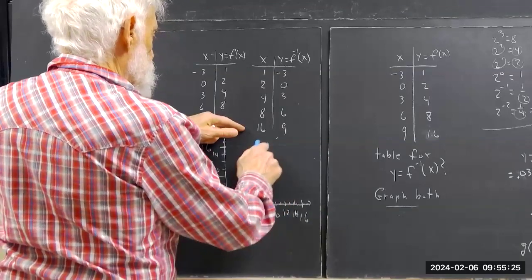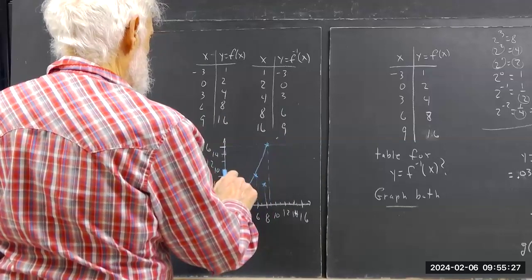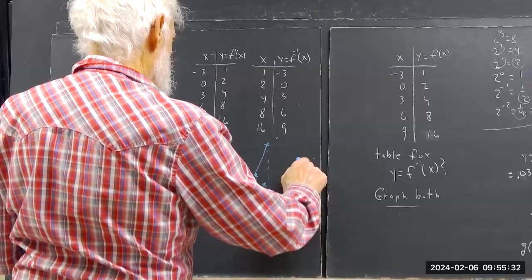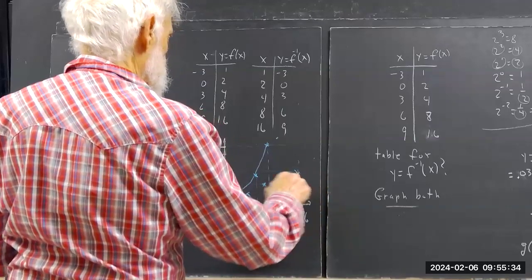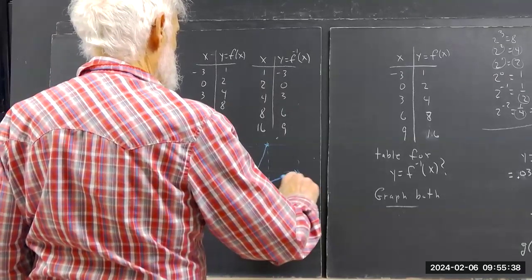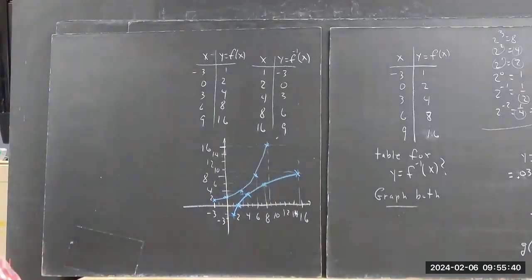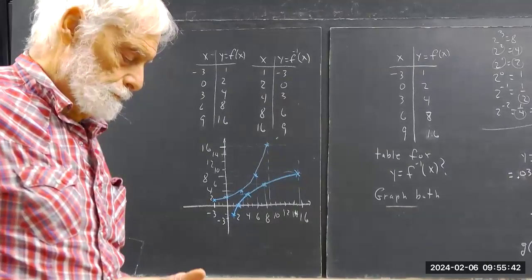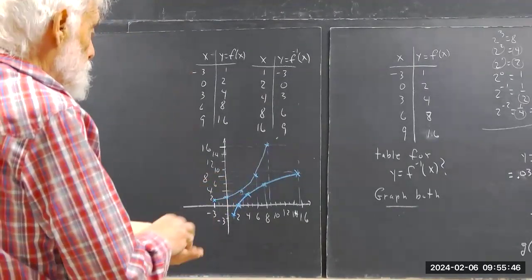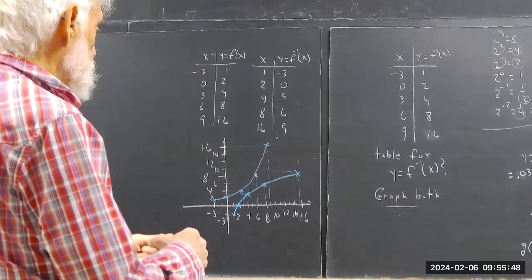And when x equals 16, y should be 9. So here's y equals 9, here's x equals 16. And we have these points. So here is the graph of the inverse function. That's some sort of a symmetry there. I mean, there is a symmetry.